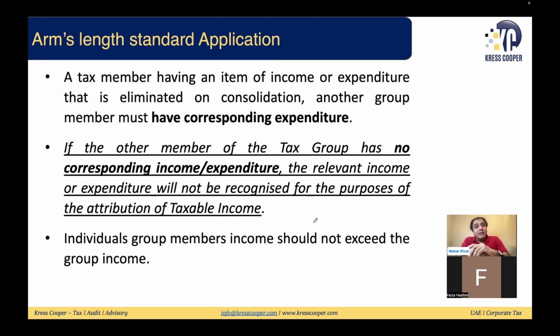Now the arm's length application. First of all, we discussed the specific conditions where we need to assess the taxable income of the individual tax member. This is the first thing. Then we discussed how we can attribute the income, the attribution principle. Then we discussed the fair market value principle. Now we are learning the application of the fair market value, which is very straightforward and simple.